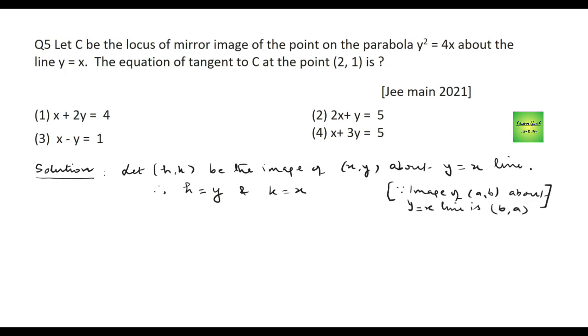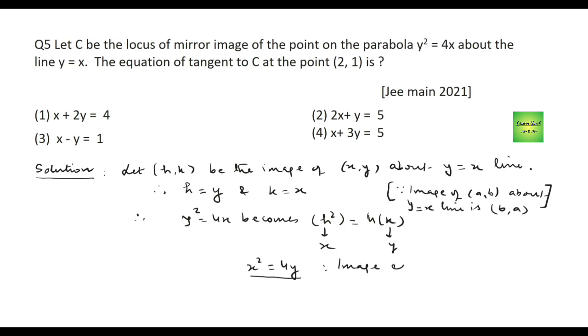Why? Because (a, b) has the image about y equals x as (b, a). Right. Only the coordinates have to be reversed to take the image about y equals x, like here. Now, this way we get these two equations. Now we know that (x, y) lies on y squared equals 4x. So we put back the values here. h squared will become 4 times k, and hence x squared equals 4 times y is going to be the curve which is obtained as the image.